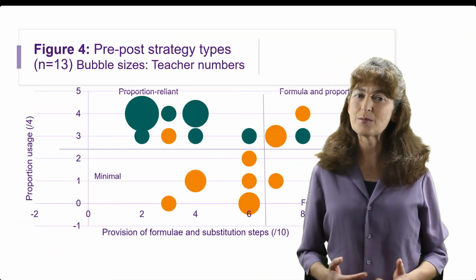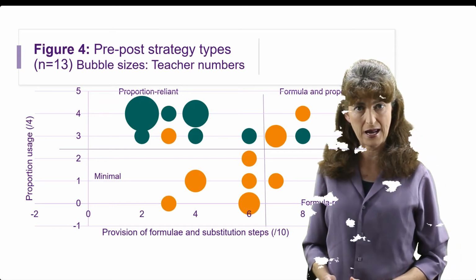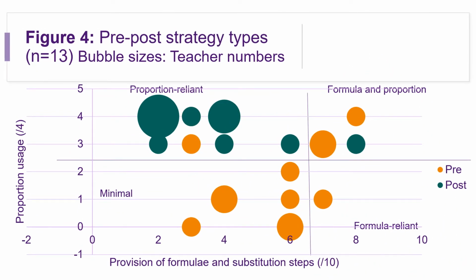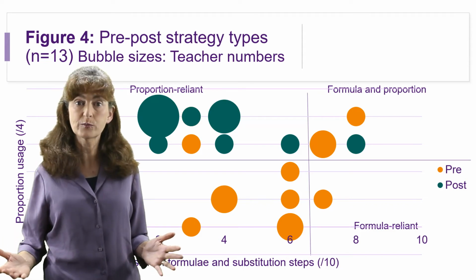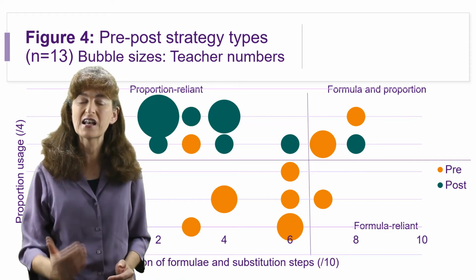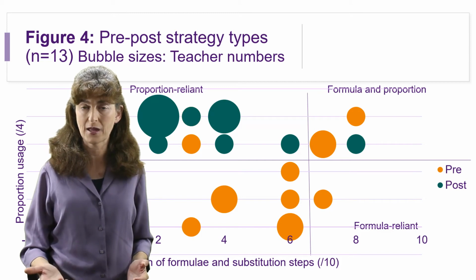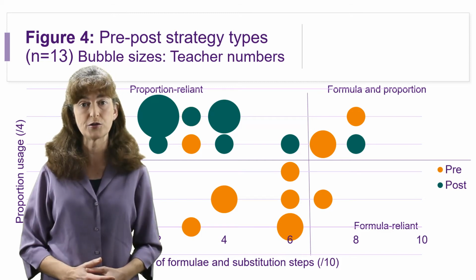Here we see a similar graph, but only for the 13 teachers in this preliminary analysis. The orange bubbles represent the pretest strategies, with most falling in the minimal category. The green bubbles represent the post-test strategies. All show a high use of proportion, and all but 1 teacher now falls in the proportion-reliant category, with most now using the unit factor method, which they were exposed to in the workshop.